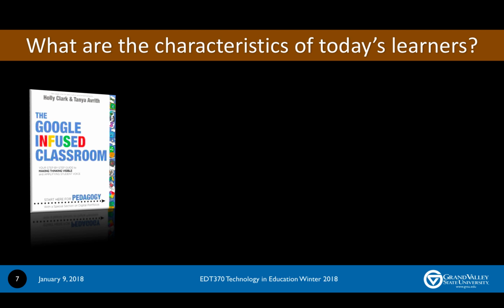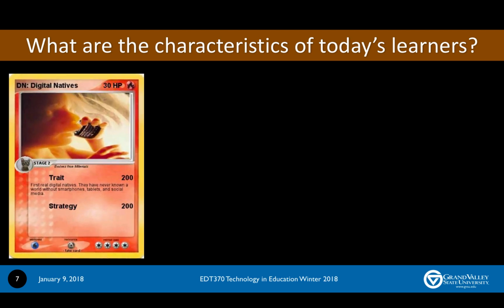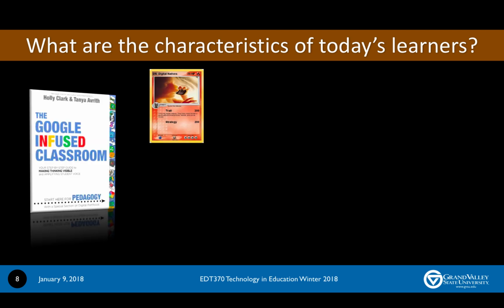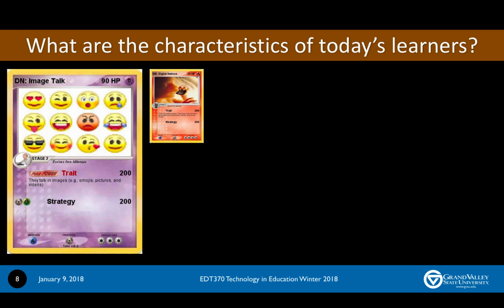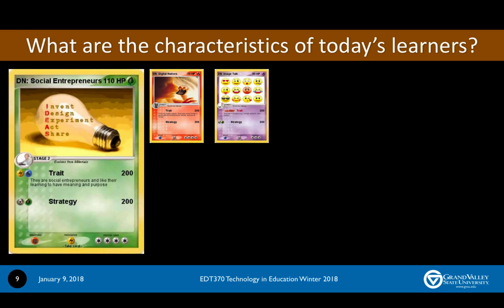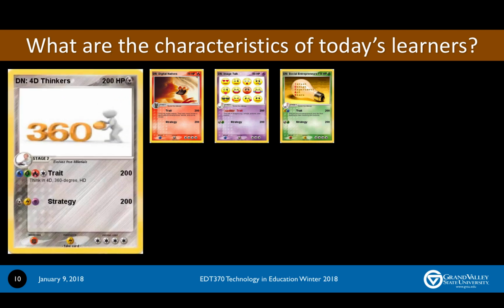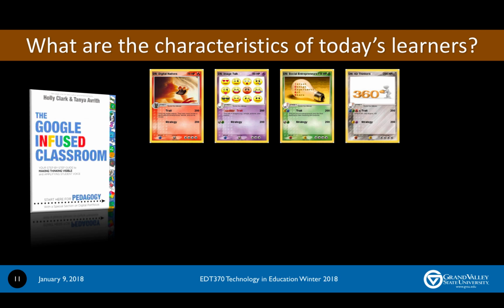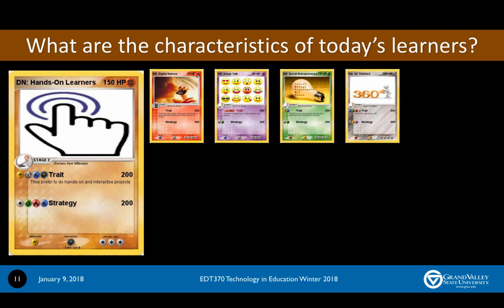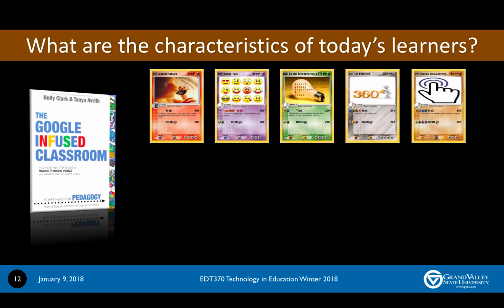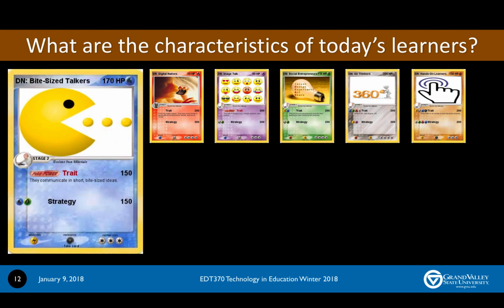So here they are. Number 1. Today's students are digital natives. They are the first real digital natives. They have never known a world without smartphones, tablets, and social media. Number 2, they talk in images. Number 3, they are social entrepreneurs and like their learning to have meaning and purpose. Number 4, they think in 4D, 360-degree, and high-definition videos. Number 5, they prefer to do hands-on and interactive projects. They're hands-on learners. Number 6, they communicate in short, bite-sized ideas. They're bite-sized communicators.